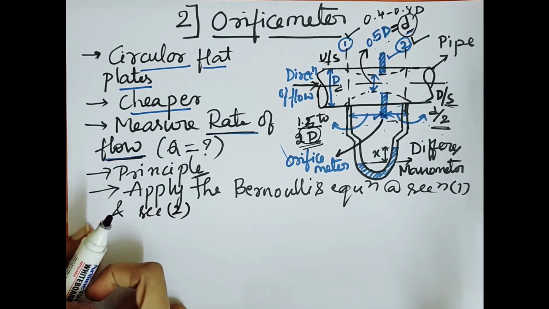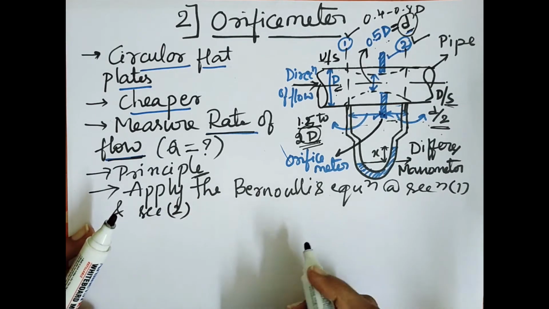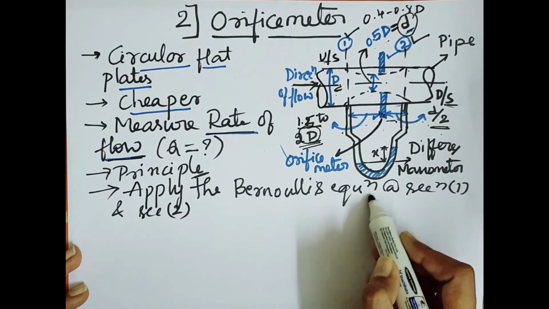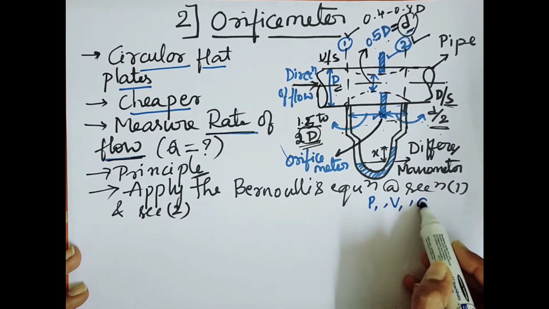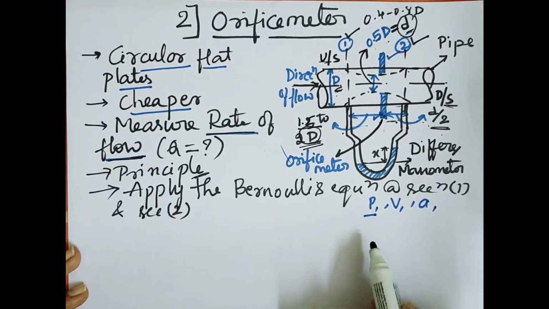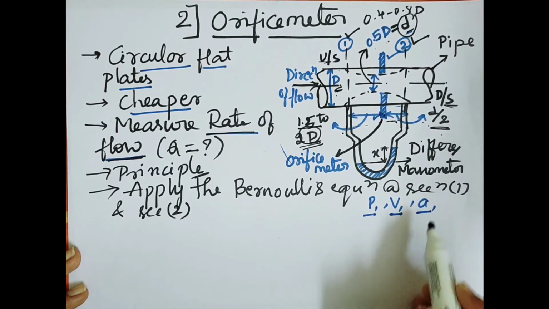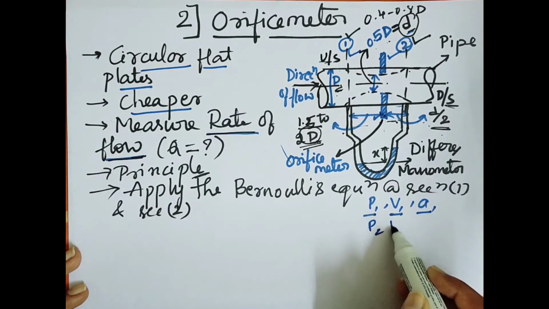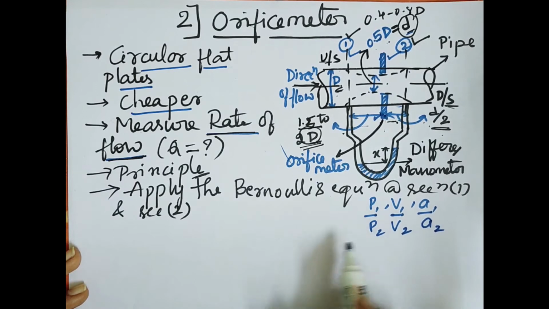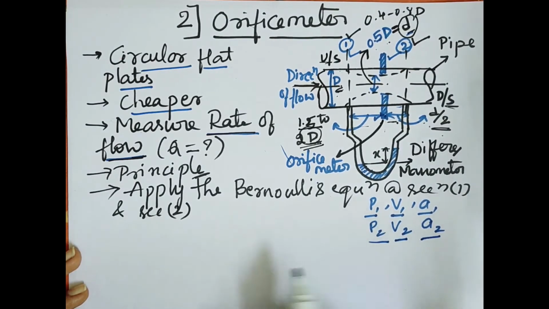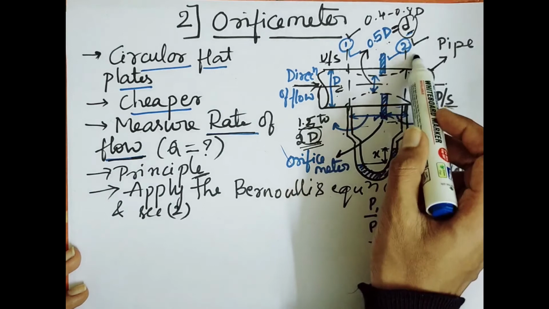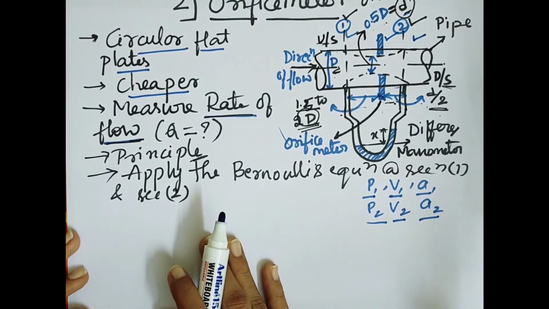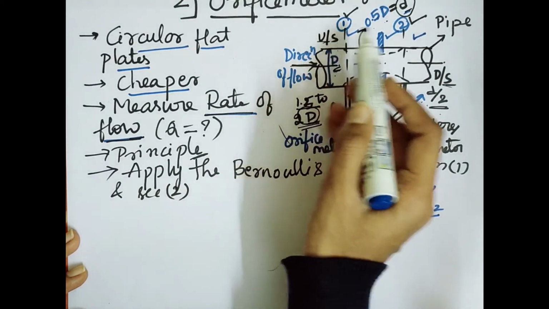For that, what are the parameters we have to consider? P1, V1 and A1 are the intensity of pressure, velocity and cross-sectional area at section 1. Similarly, P2, V2 and A2 are the intensity of pressure, velocity and area at section 2. Now we'll apply Bernoulli's equation between section 1 and section 2.